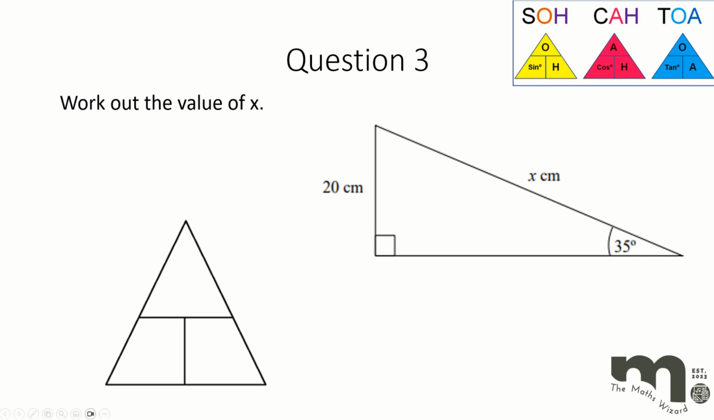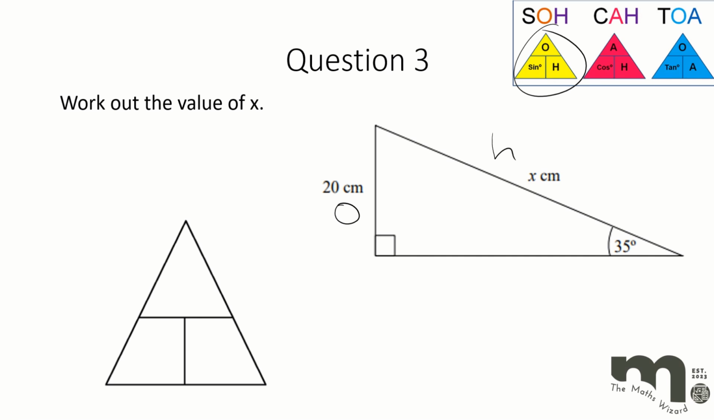Okay, so if we label our triangle first, let me just put my pen on. So the x here is the hypotenuse on the triangle. The 20, because that's the hypotenuse, remember, is opposite the right angle. The 20 centimeter side is opposite in this case because it's directly opposite that angle of 35 degrees. So that tells us we're using our sine rule.